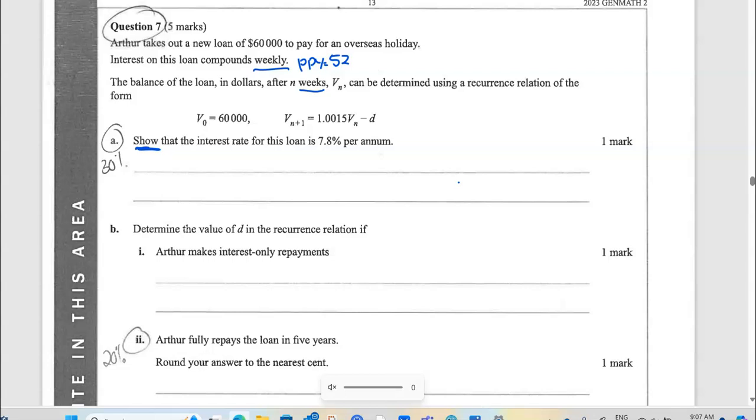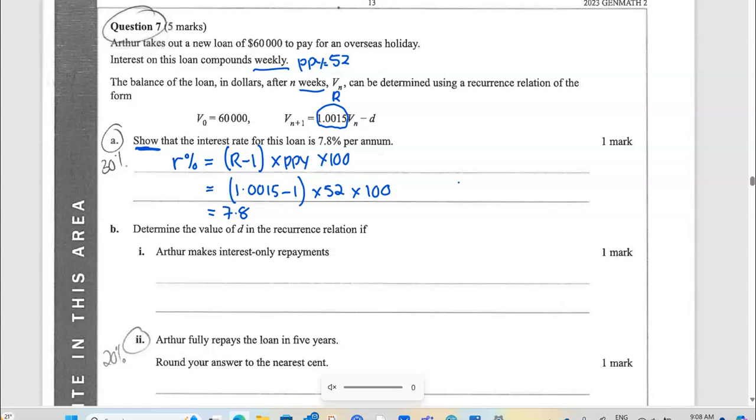In your notes, I did give you a formula sheet for how to find the percentage rate. This is per annum, which is little r. For a loan, you do big R minus 1 times PPY times 100. This here is big R, so you're going to do 1.0015 minus 1 times 52 times 100, and that equals 7.8. That's showing that the interest rate is 7.8.